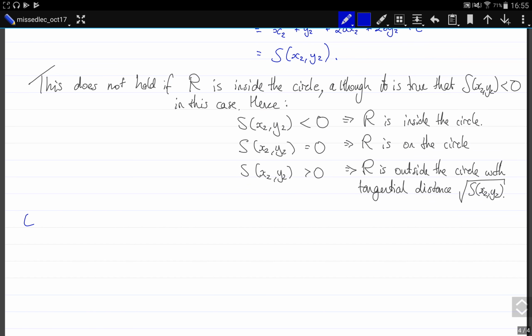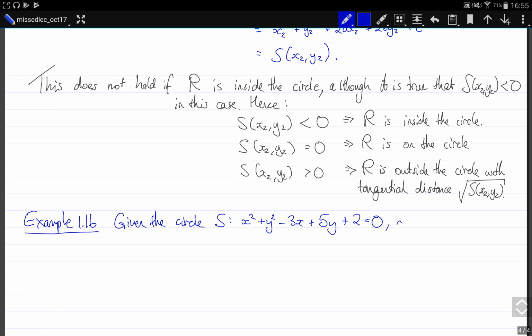A couple of examples. Question 16: given the circle S with equation x squared plus y squared minus 3x plus 5y plus 2 equals 0, determine if the point 2, 1 is inside or outside the circle.